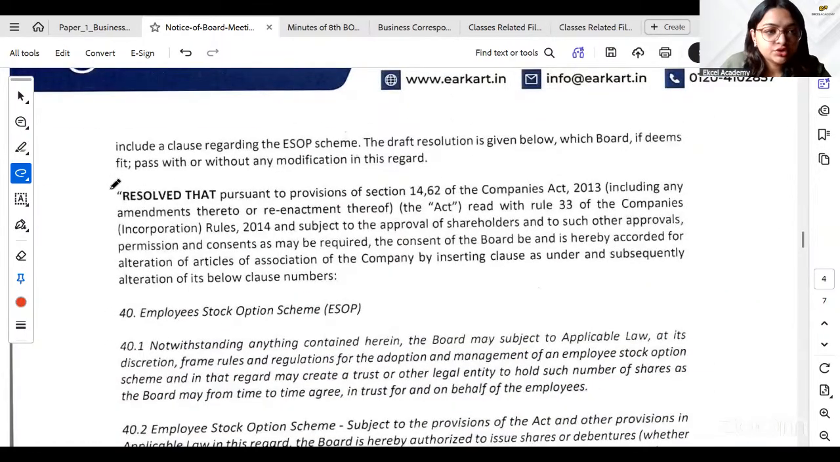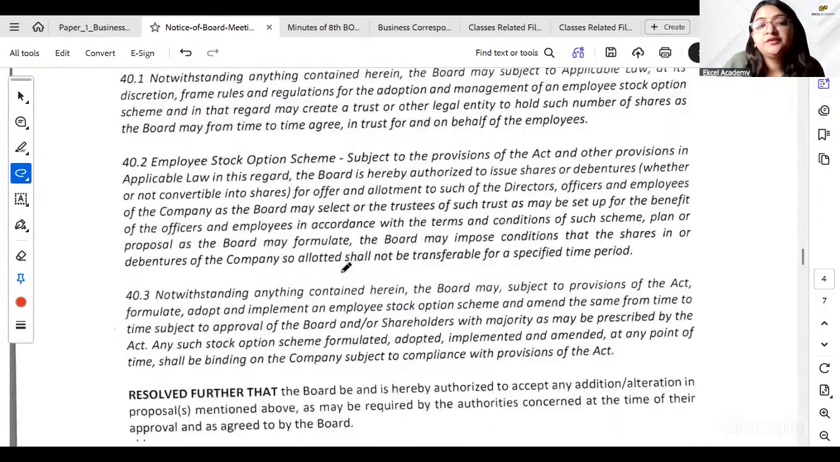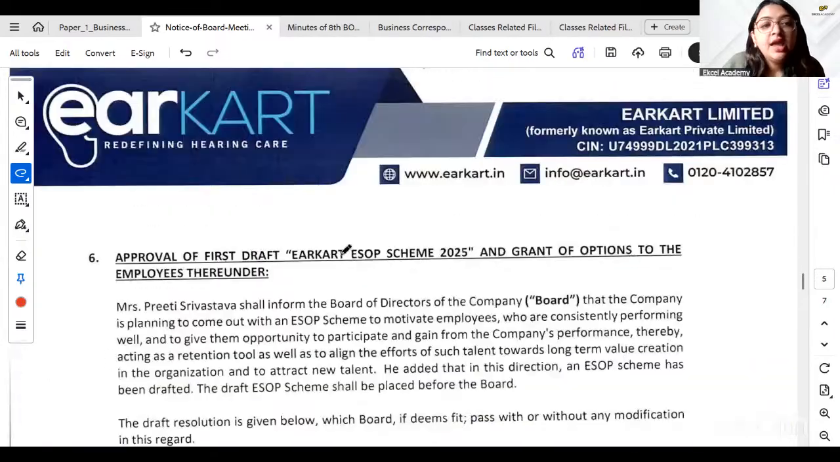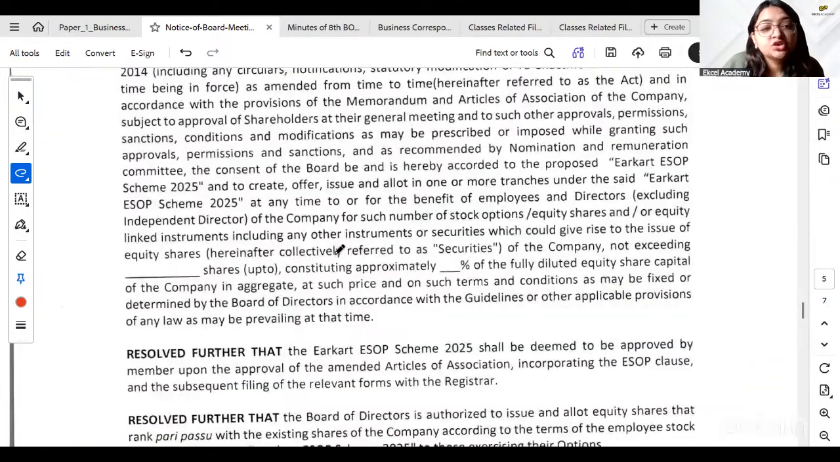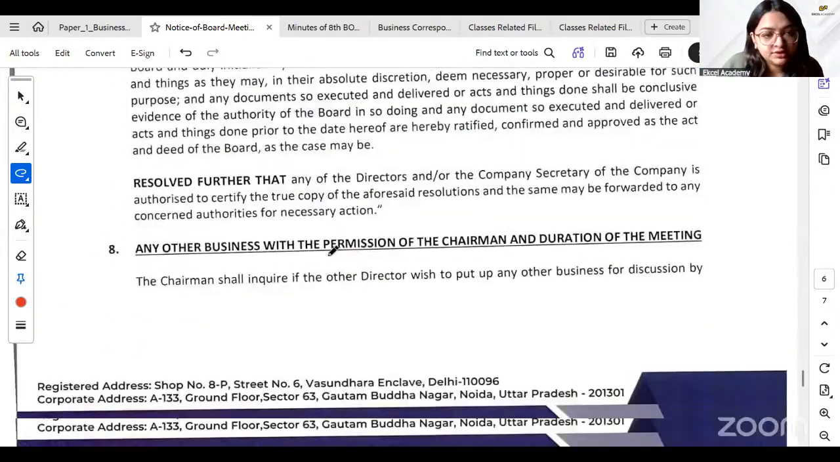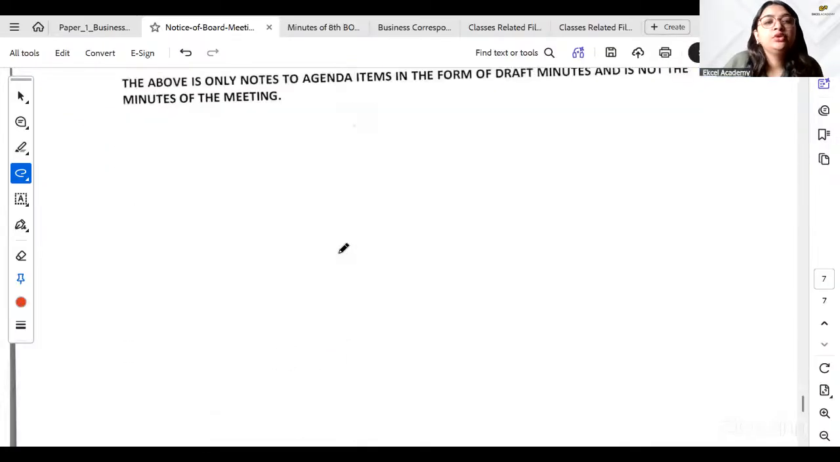Right? You have resolutions. Okay, resolutions are basically matters of discussion which are noted. So you are saying that resolved that pursuant to these sections of the Companies Act and subject to approval of shareholders, consent of the board is hereby accorded for alteration of AOA. All right. Then as you move forward, each of these agenda items have been explained. And wherever there is annexure that is required, we will have the annexure as well. So this is how your agenda and notice to the board meeting looks like.